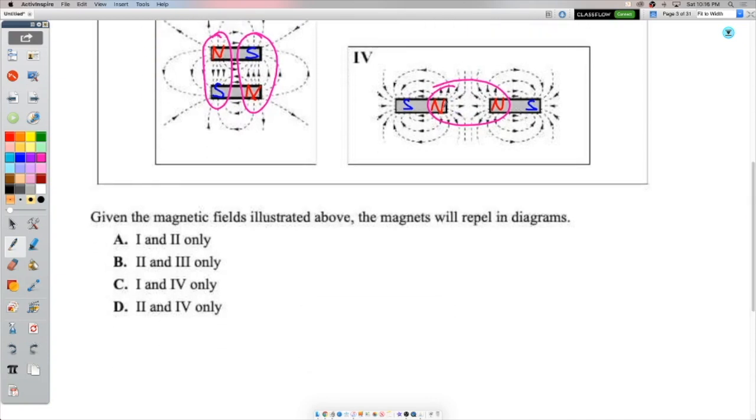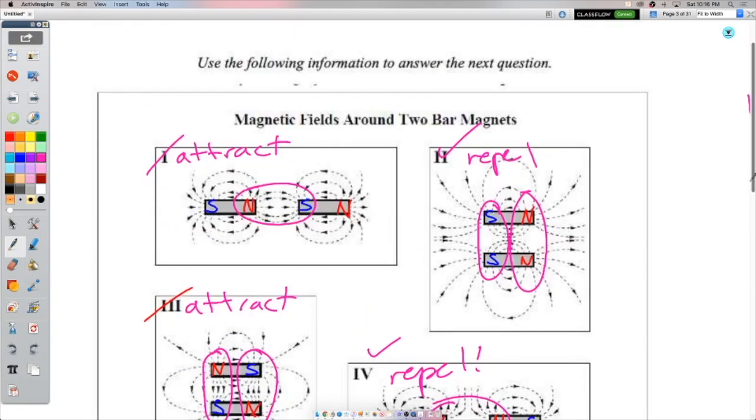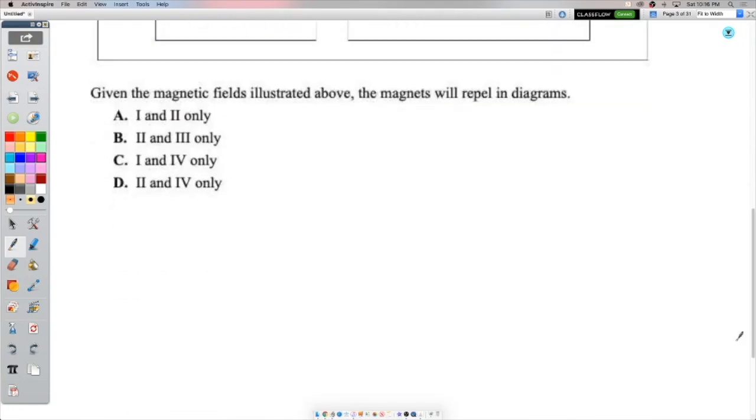So, but again, opposites attract, likes repel. That's the really important takeaway here. Opposites attract. So we have a north pointed at a north. Those are going to indeed repel. So what are our answers? Which ones repel? 2 and 4. So that wraps up our basic introduction to magnets and magnetic fields and the topic 1.